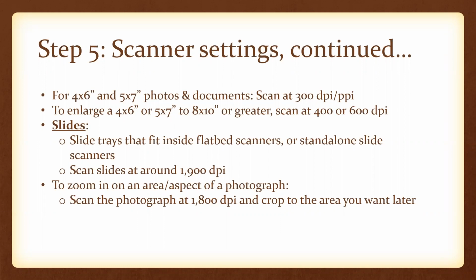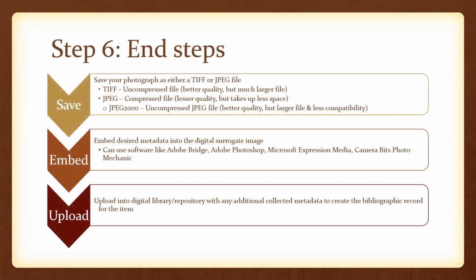and then crop to the area that you want later. And then the end steps of the digitization process, the first would be to save your photograph as either a TIFF or JPEG file. TIFF means that it's an uncompressed file. That usually means it's better quality, but it will be a much larger file. And JPEG is a compressed file, usually lesser quality, depending on how compressed it is. If it's not very compressed, it's not much lesser quality, but it does take up a lot less space.